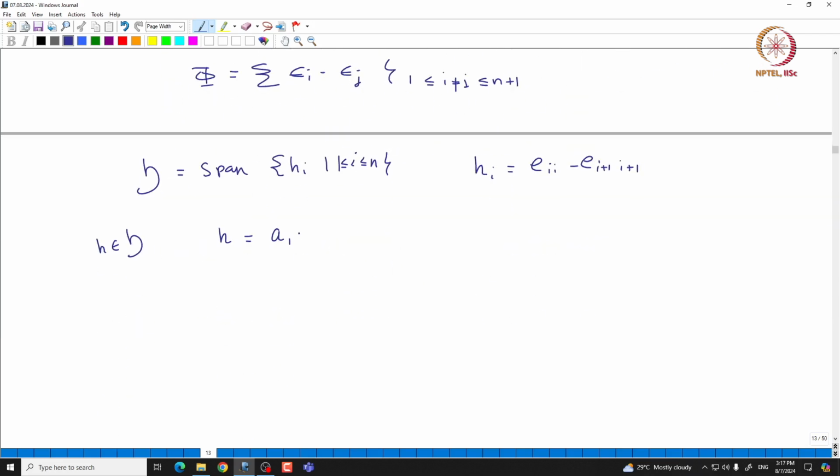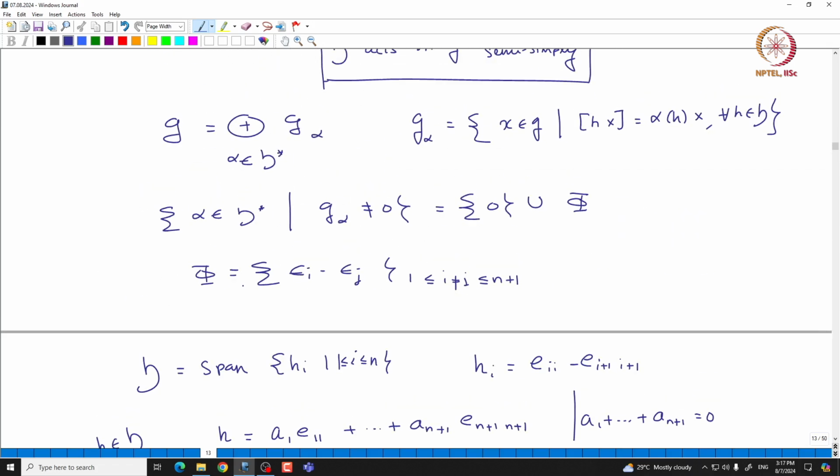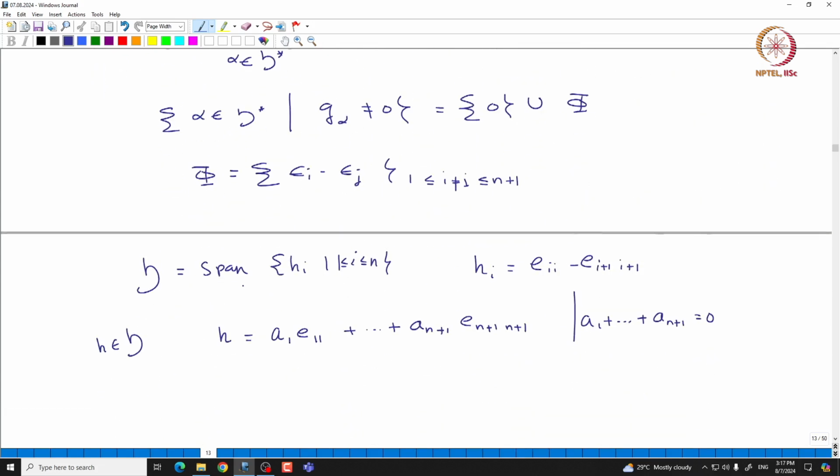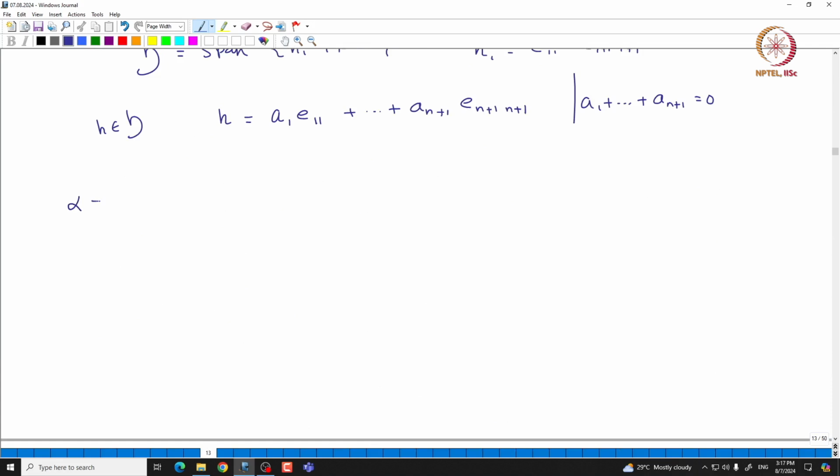So if we take h, that is going to be a_1 E_11 plus etcetera plus a_{n+1} E_{n+1,n+1}, such that a_1 plus etcetera plus a_{n+1} is equal to 0. So the sum of the diagonal entries is 0. Now if you take for example this alpha inside Phi, and look at what the G_alpha space will be, let us call alpha being epsilon_i minus epsilon_j. We can simply assume that i is less than j. If i is greater than j, we can simply consider minus alpha. So for alpha, we are going to look at this E_ij. Let us see how H acts on this E_ij.